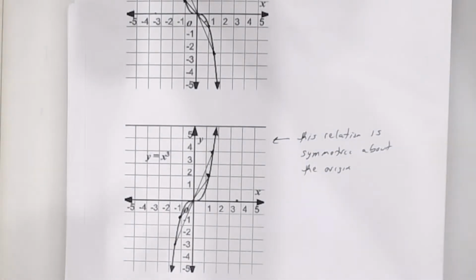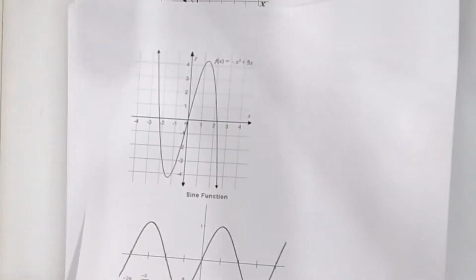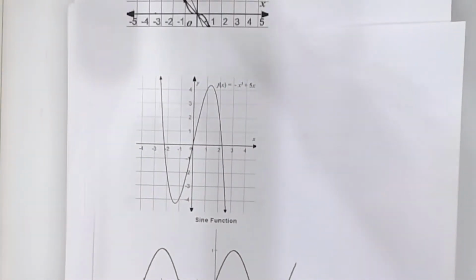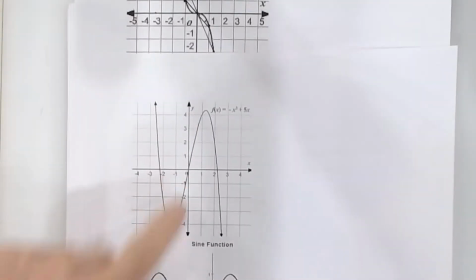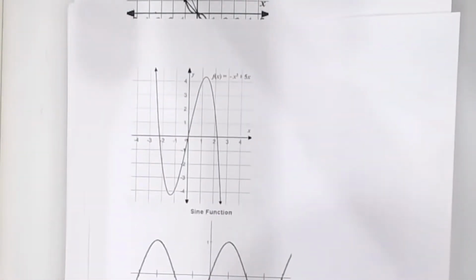Now I think the next one is this one. Is that correct? Sine function. Yeah, the one above it, though, right? Okay, so tell me something about symmetry here. What do you think? It's reflected. Is it symmetric about the y-axis? No. We haven't talked about the x-axis yet, but you can tell it's not symmetric about the x-axis. Is it symmetric about the origin?